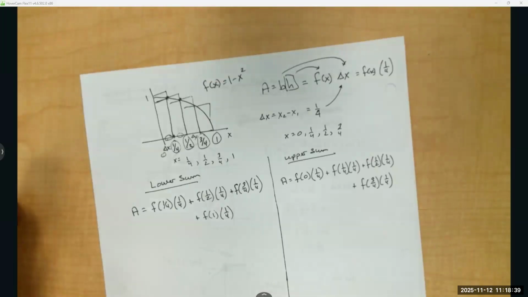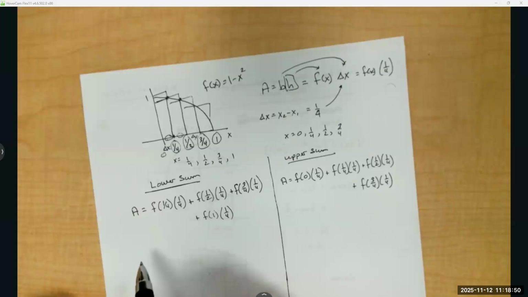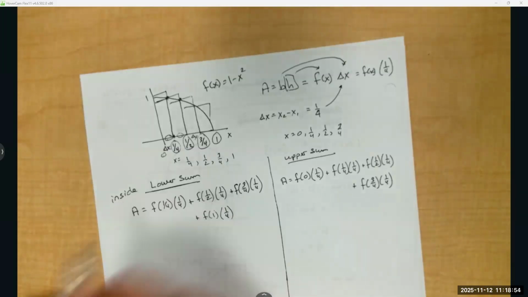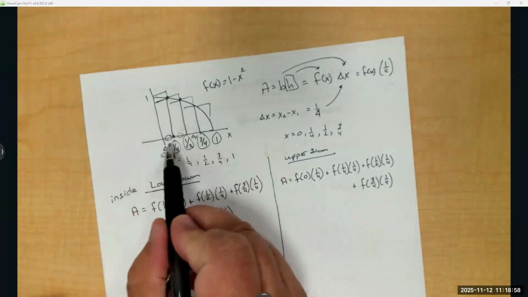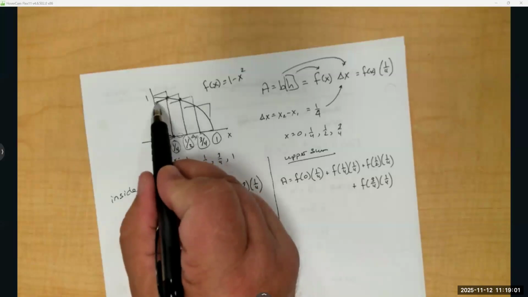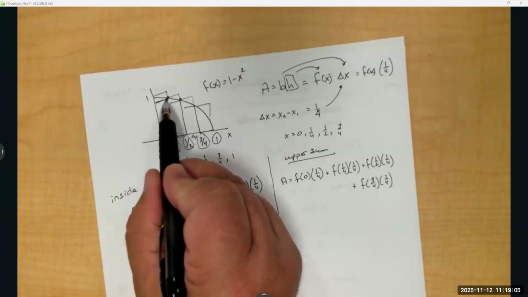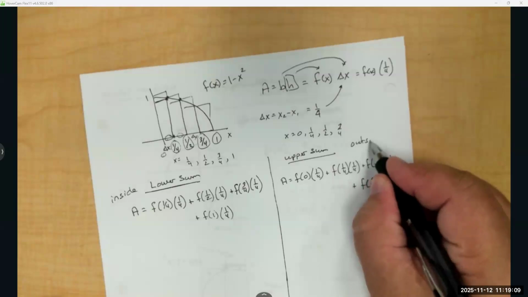Making sense here? Because this is very important. If you don't understand this part, you'll get everything wrong from here on out. You have to understand, if I'm looking for a lower sum, this is inside the graph. So which rectangle in this interval is inside the graph? Since it's a decreasing function, I use the right side. It gives me a smaller rectangle. If it's upper, it's outside.